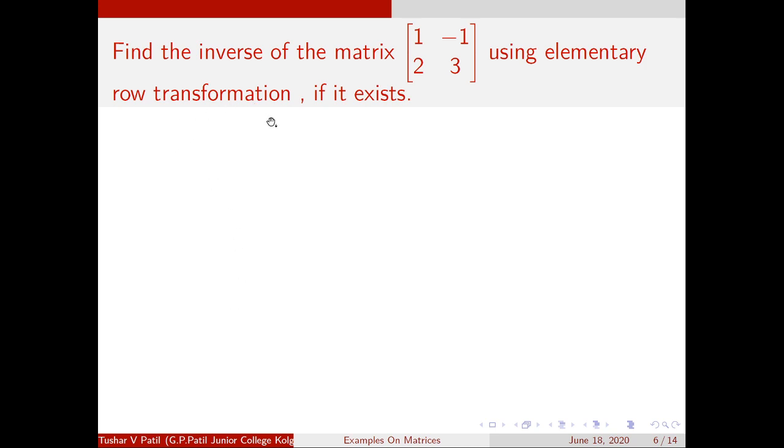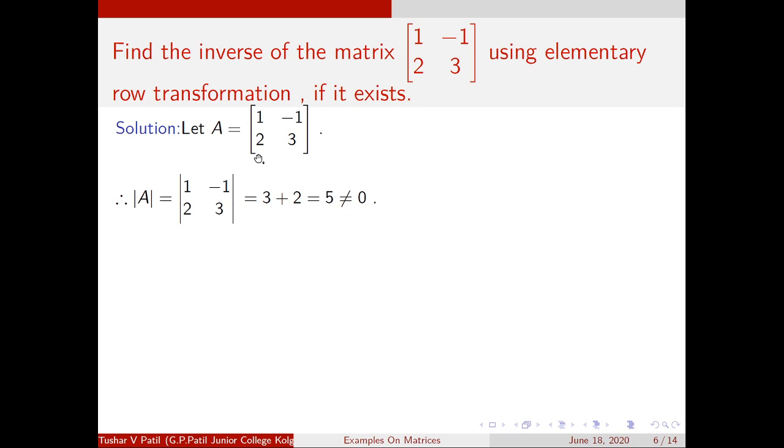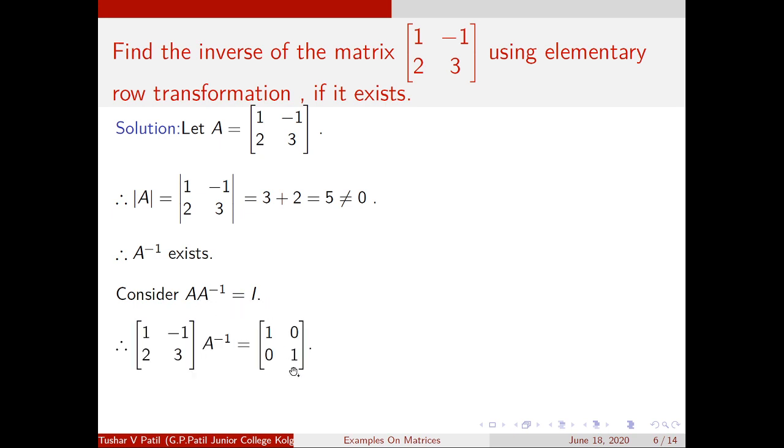Next example, to find the inverse of a matrix using elementary row transformation. This is the 2 by 2 matrix. First of all, we check whether it is invertible or not. Let us call the given matrix A. Now the determinant of A is equal to 3 plus 2, which is 5. That means non-zero. Therefore A is an invertible matrix and A inverse exists. For that we consider A into A inverse is equal to the identity matrix.